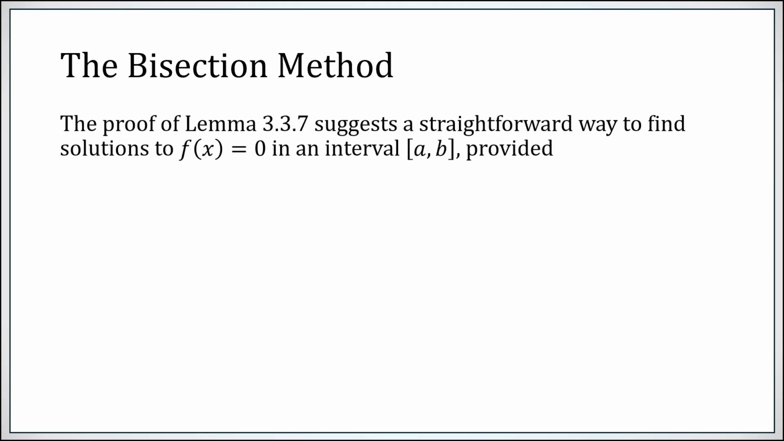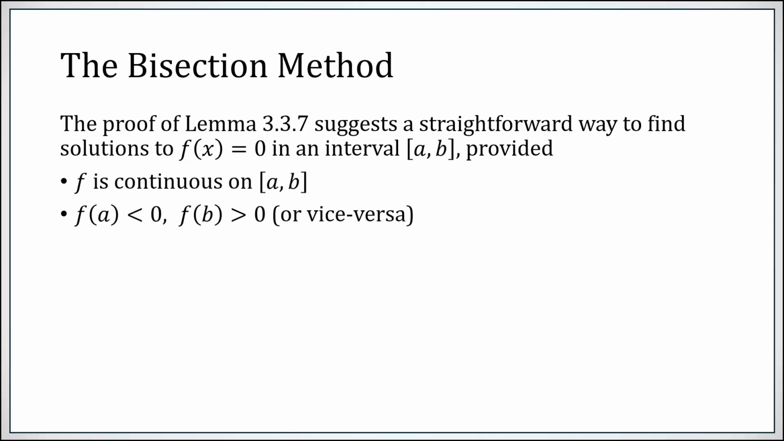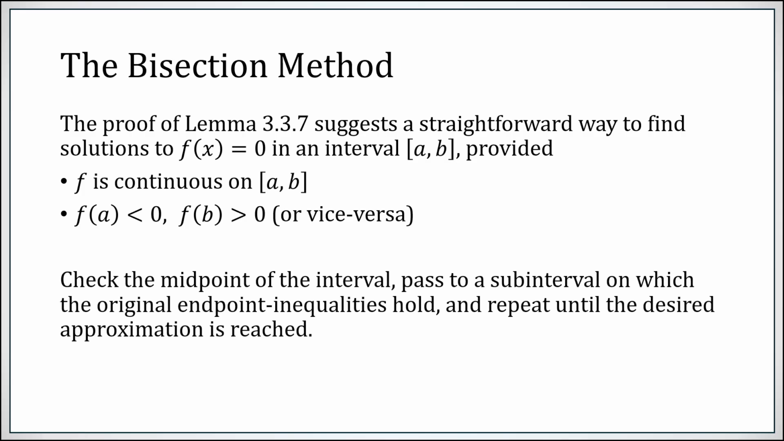A comment now about what's called the bisection method. This went into how we proved the intermediate value theorem. So this suggests a fairly straightforward way to find solutions to f of x equals 0, provided you have a continuous function on a closed bounded interval, and you know the function is changing from negative to positive or vice versa on that interval.